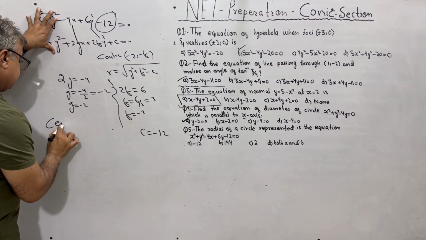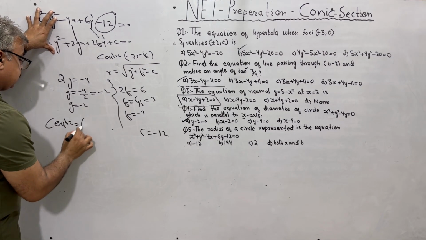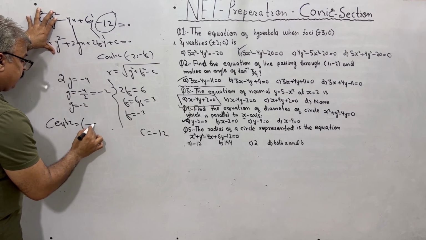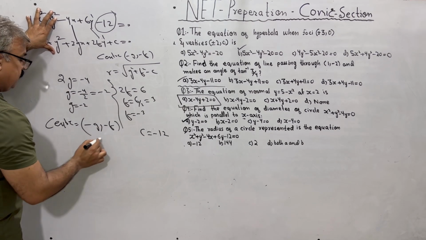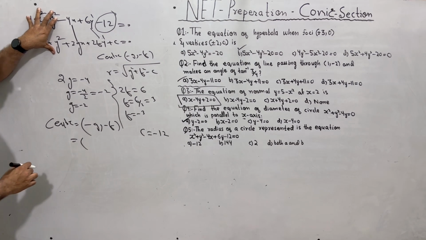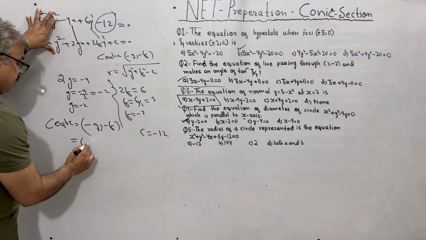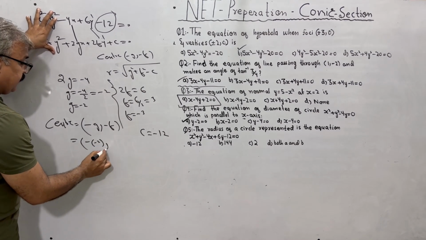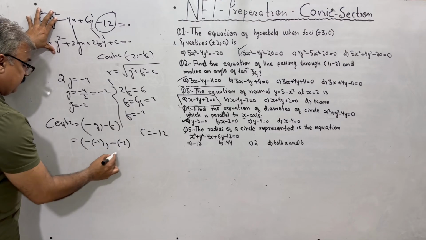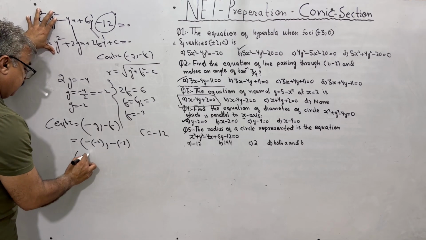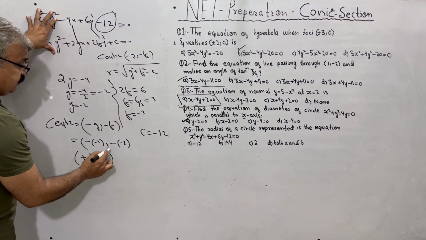Our center, in that case, has not been asked, but for you, you should have a good idea. Negative of negative 2, negative of negative 3. So the center is going to be positive 2 and positive 3.